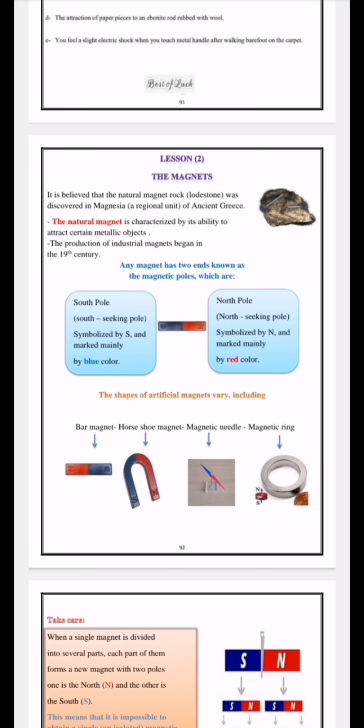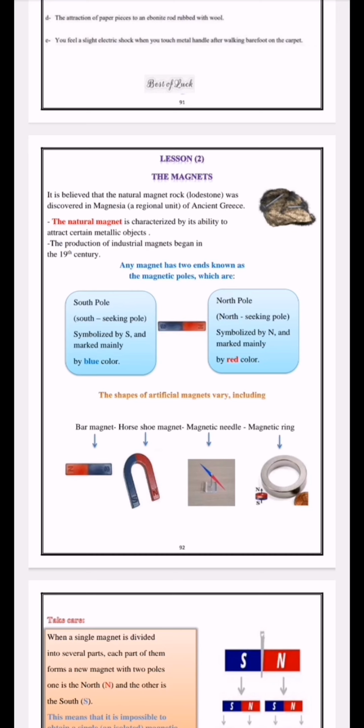The natural magnet is characterized by its ability to attract certain materials. We said before, some materials are attracted to a magnet, like iron, cobalt, nickel, steel, okay? And the production of industrial magnets began in the 19th century, okay?